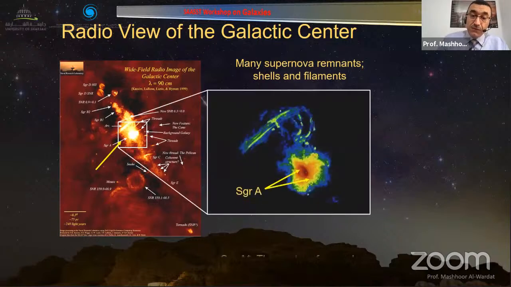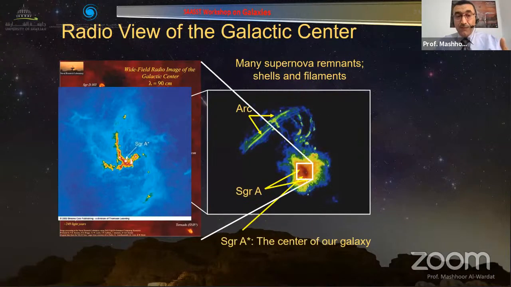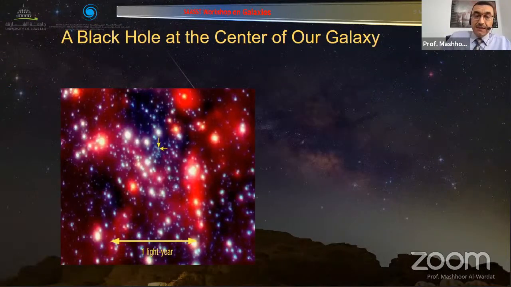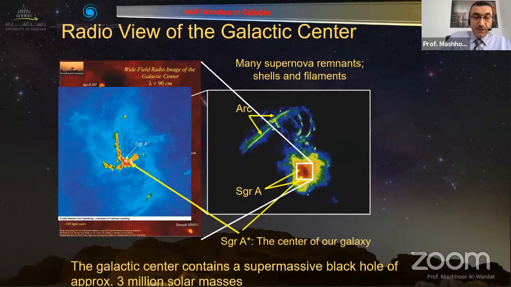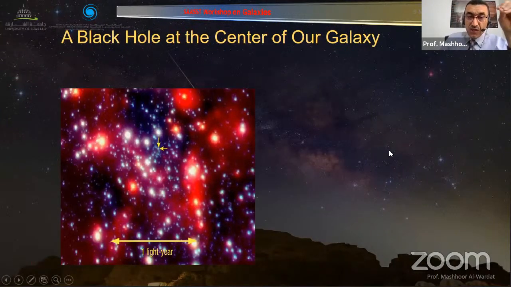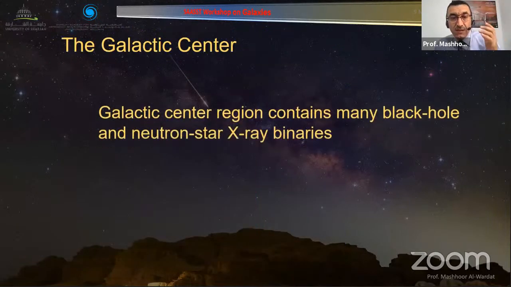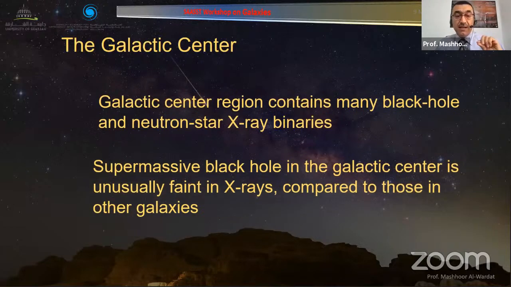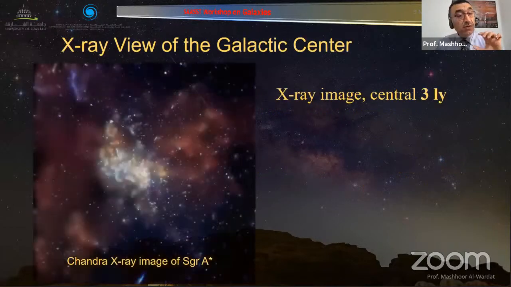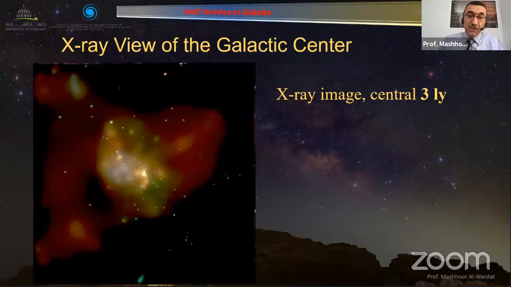Another view, this is the Sagittarius A, which we know now that there's a supermassive black hole here at the center. This supermassive black hole is around 3 million solar masses. How do we know the mass of such a supermassive black hole? It's somehow easy, not quite easy, but easy. If we observe the stars around this supermassive black hole, we will be able to identify their orbits and then the mass at the center, which is due to this black hole.